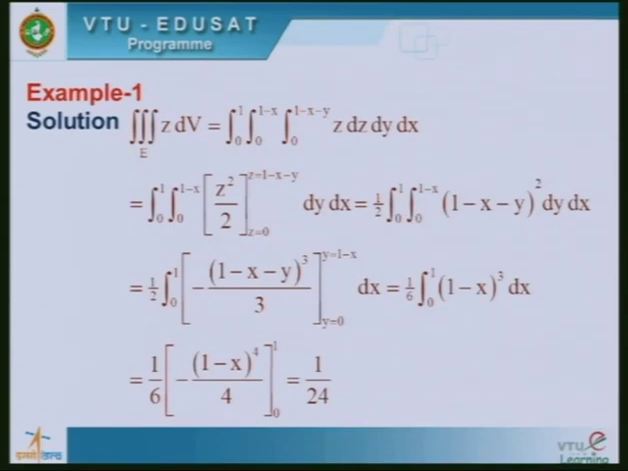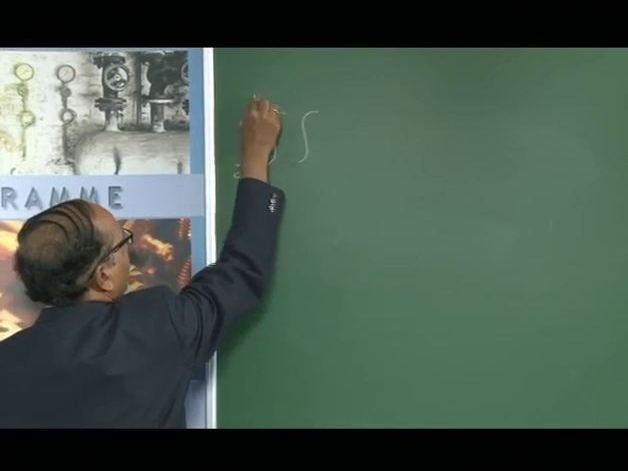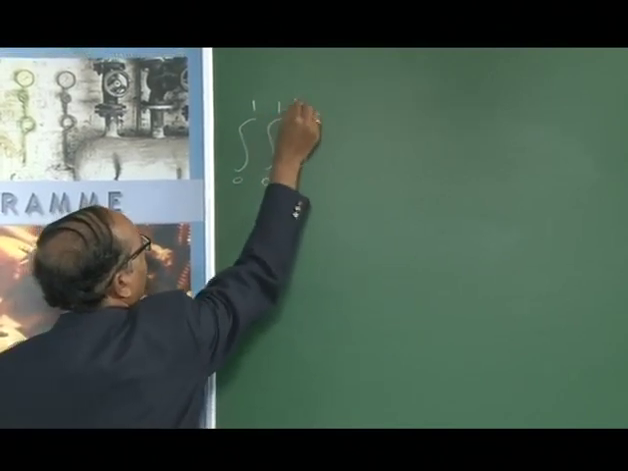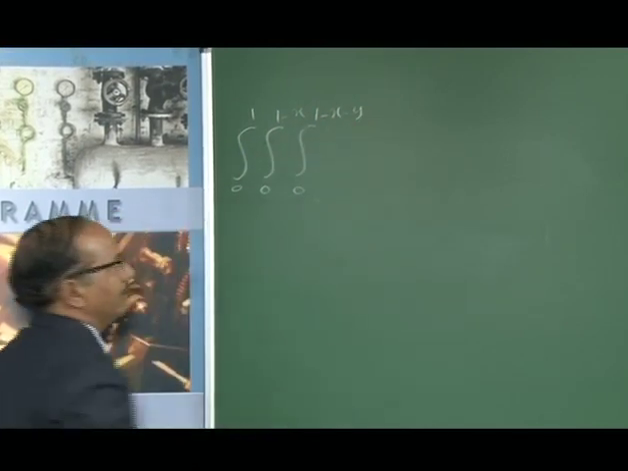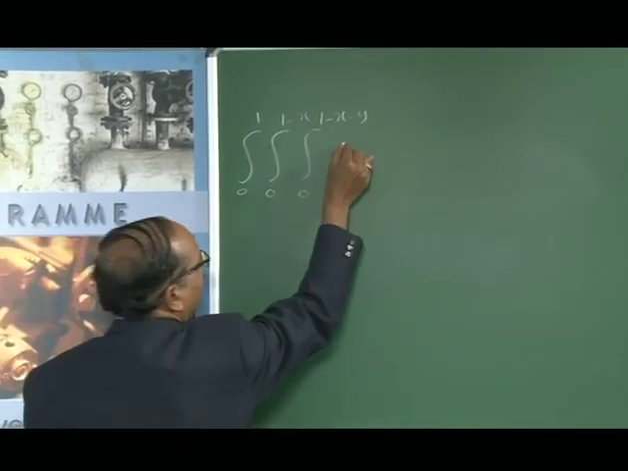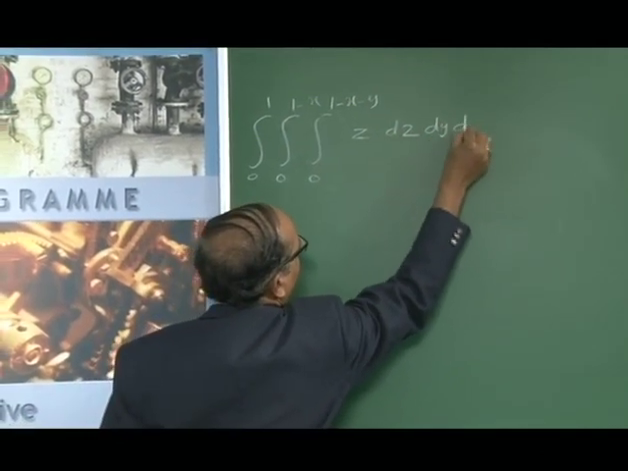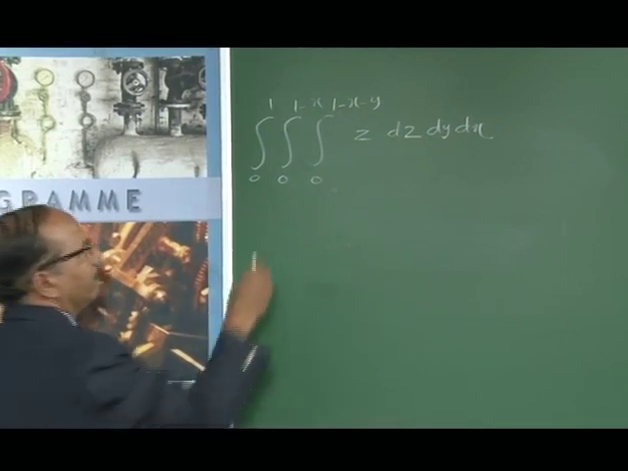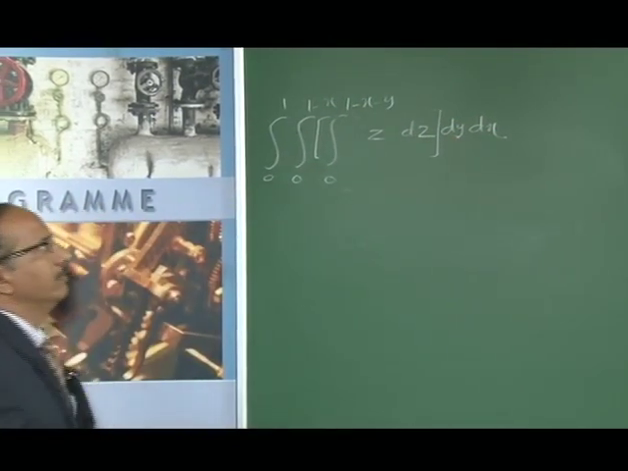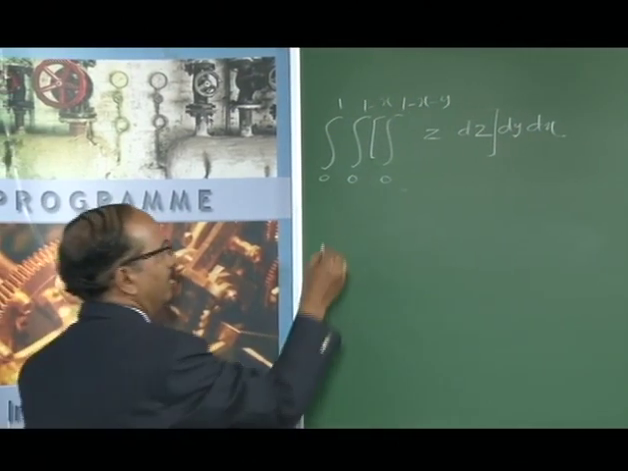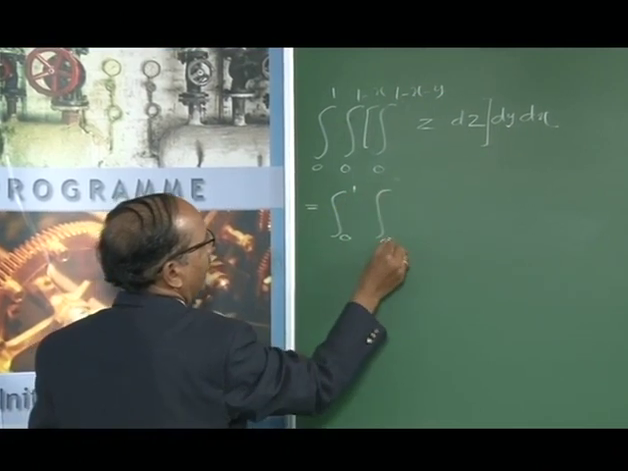It is the triple integral from 0 to 1, 0 to 1 minus x, 0 to 1 minus x minus y. Z is the function here, dz, dy, dx. This is given. The inner integral we have considered as z dz, that is integration with respect to z.